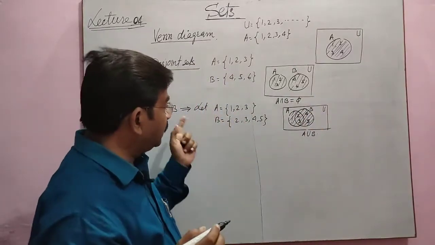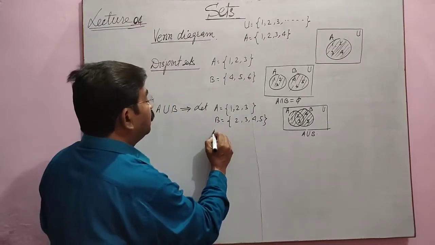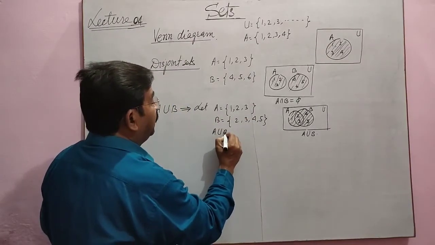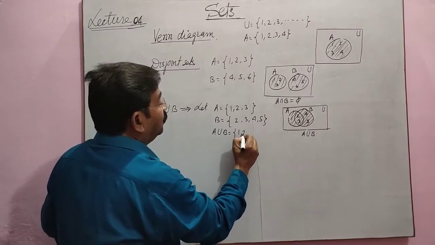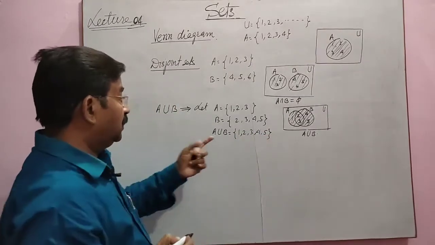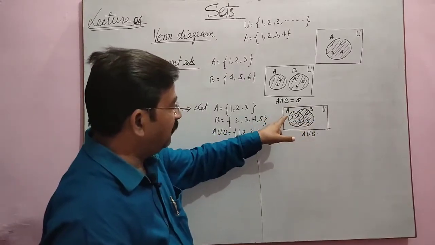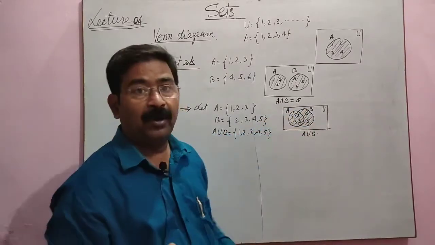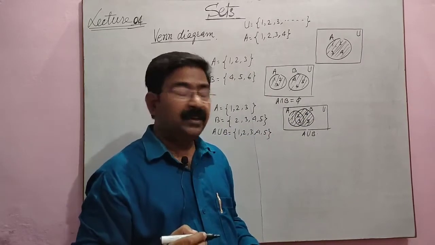How many elements are there in A union B? If you are going to find A union B, what do you have? 1, 2, 3, 4, 5. All these elements. So see, in A union B, we have 1, 2, 3, 4, 5. All the elements. Got it?